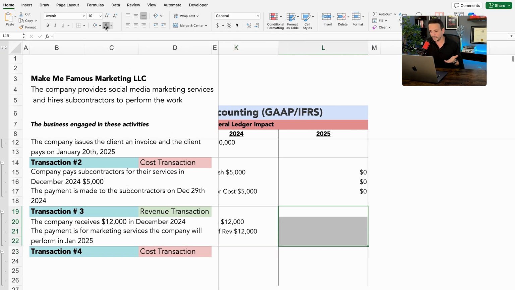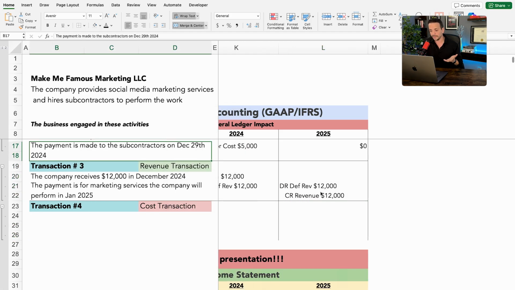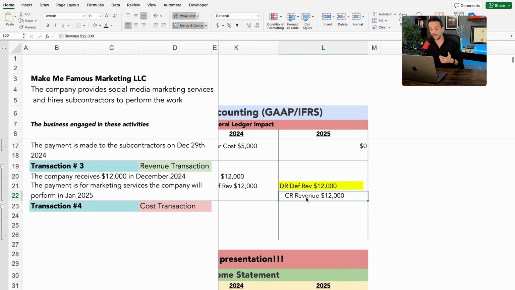And let's see what we'll do here. We will debit deferred revenue for $12,000, removing that from our books, and credit revenue for $12,000, saying, hey, we performed the service now in 2025, and it's time to record that revenue on our books.